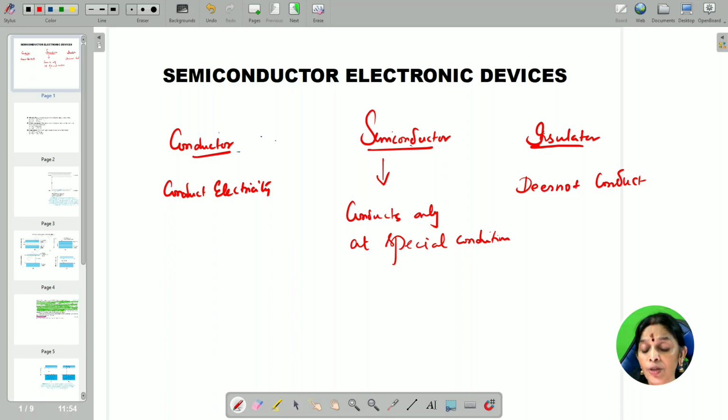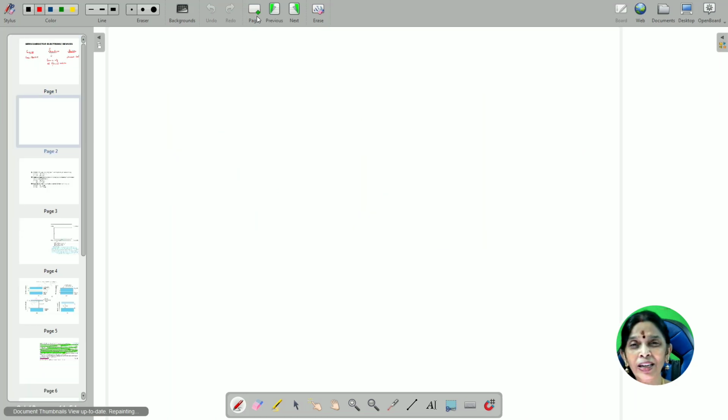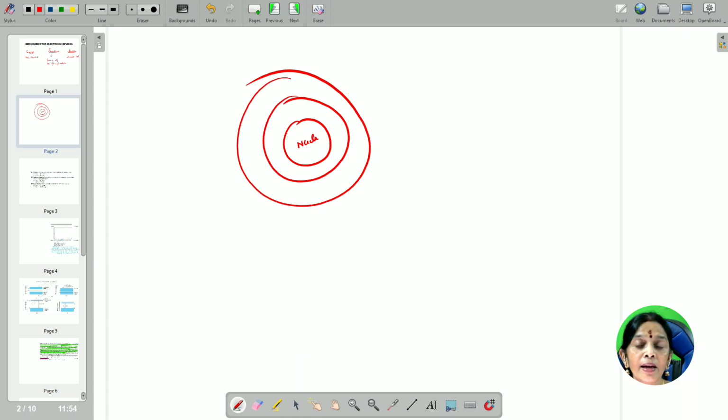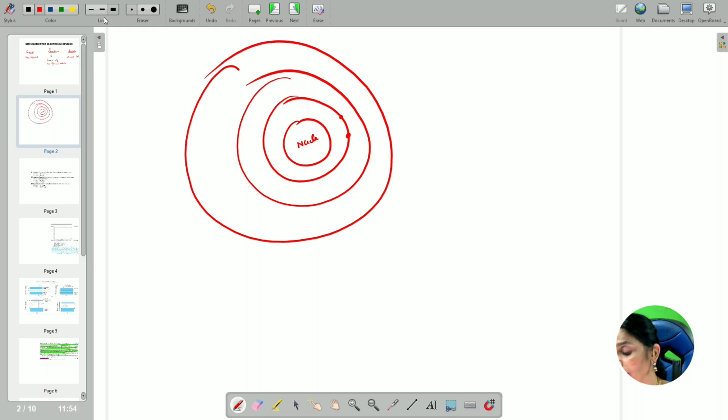Now we have to know what is the difference in conduction between conductor, semiconductor and insulator. Quickly, let me give you a gist of it. We all know that around the nucleus there are shells, and electrons revolve around the nucleus. For example, take silicon or any material: there are a lot of shells, and the outermost shell electron is called the valence electron, which is responsible for conduction. But this is only one atom.